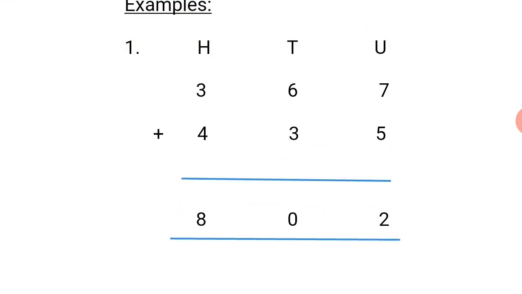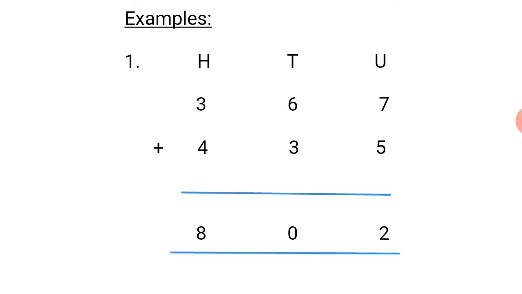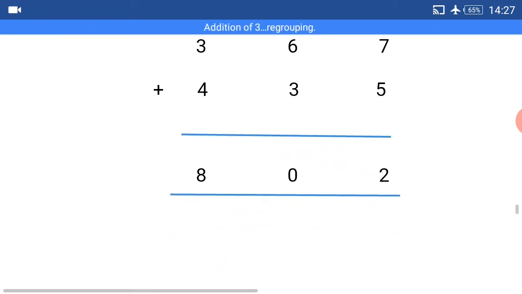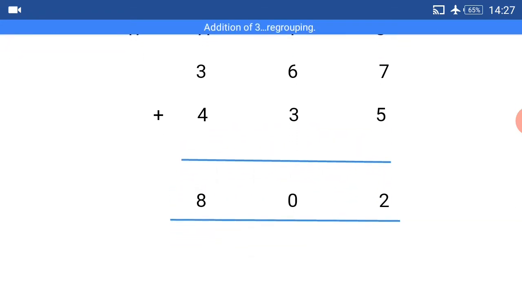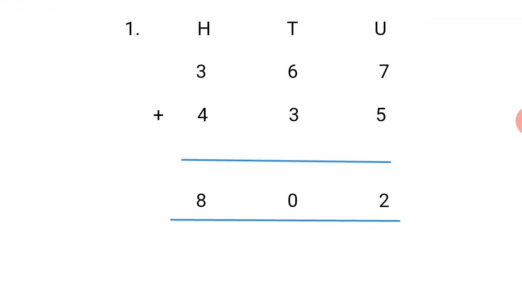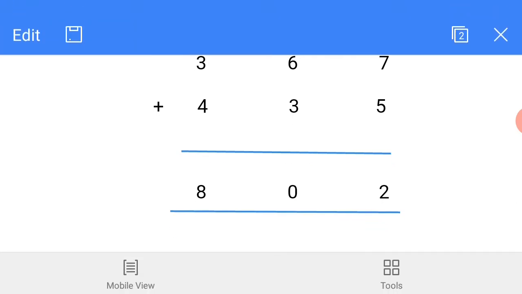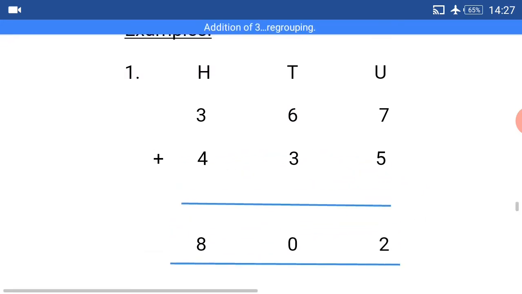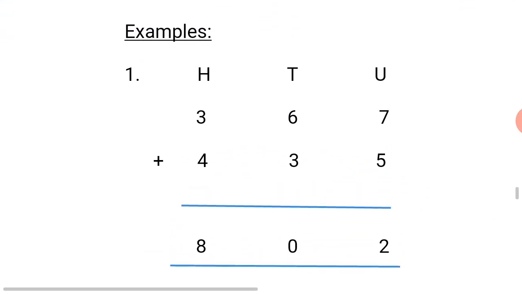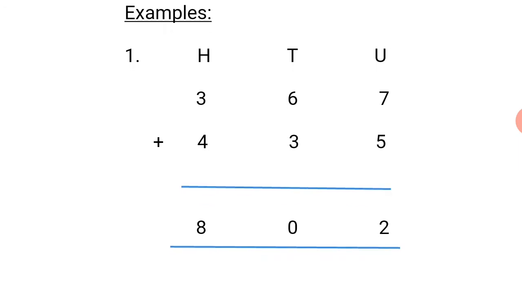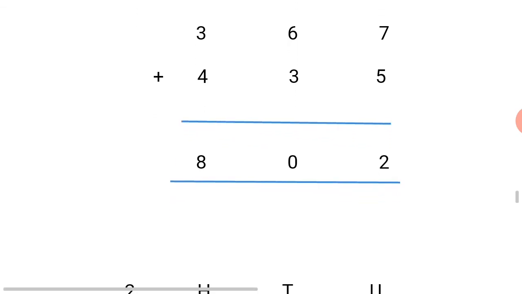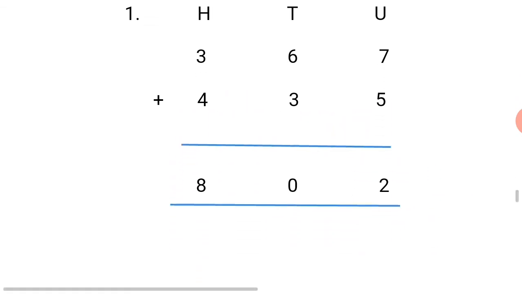That means 367 plus 435 equals 802. 367 plus 435 equals 802. Did you all get it right? Are you saying yes or no? Yes, I can hear some people saying yes.